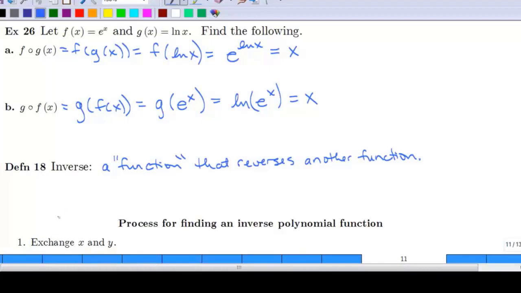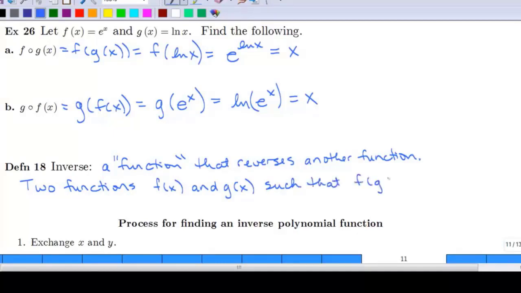Another definition that we can use for this is that if we have two functions, f of x and g of x, such that f of g of x equals x, as does g of f of x. So we always have to get back to x for this definition. And the notation that we use for this is f with a -1 exponent on x.